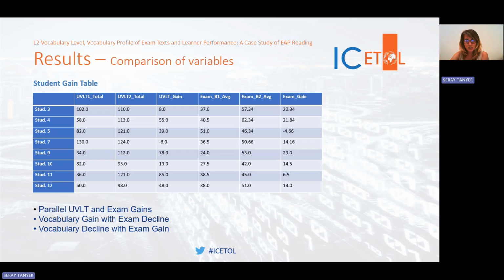Conversely, another learner's vocabulary size decreased while their exam performance improved, highlighting the role of factors beyond vocabulary knowledge, such as familiarity with the test format, effective use of compensatory reading strategies, or reduced test anxiety. So these findings underscore that learner profiles are heterogeneous, and vocabulary growth interacts with multiple cognitive and affective factors in shaping reading performance.